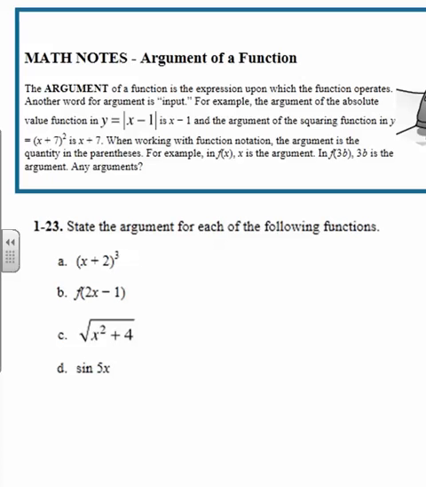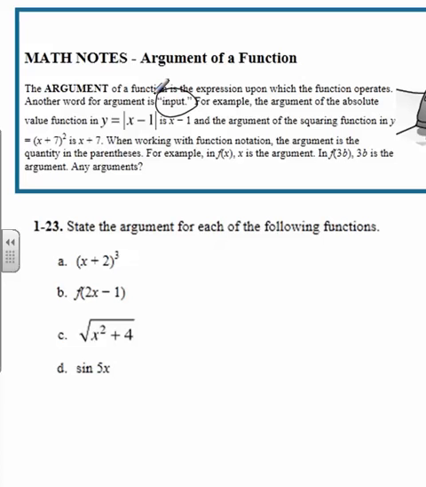We're starting with a little math note called argument of a function. The argument of a function is the expression that is being acted upon. Another word for it is input. The input of the function.